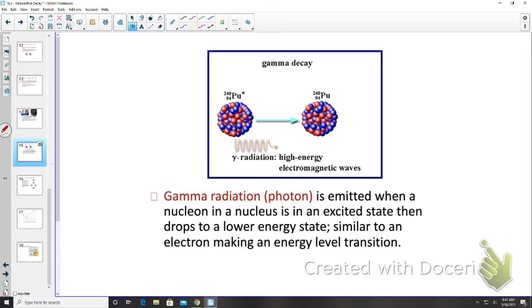So this is similar to an electron making an energy level transition, kind of like what we saw in the last chapter, right? When we had something being excited from n=1 to n=6 in a hydrogen atom, we need energy to excite it from 1 to 6. But when that excited nucleon goes back down, it's going to release energy in terms of a photon. So this is kind of similar to that.